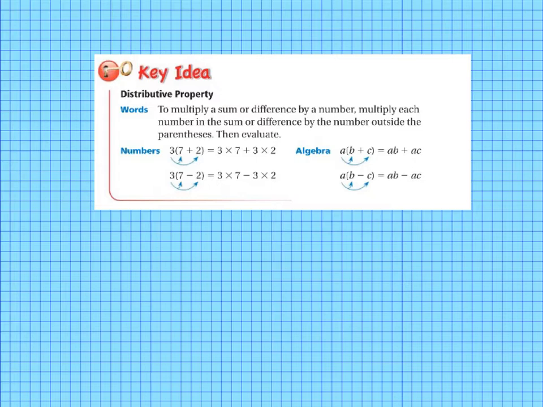Let's start with our key idea, distributive property. To multiply a sum or difference by a number, multiply each number in the sum or difference by the number outside the parentheses, then evaluate. If you look at the example, it shows that we can multiply 3 times 7 plus 2 by separating it out and multiplying the 3 times the 7 plus the 3 times the 2. And the same is true with subtraction. To show that with algebra, it looks like A times B plus C equals AB plus AC. And the same is true with subtraction.